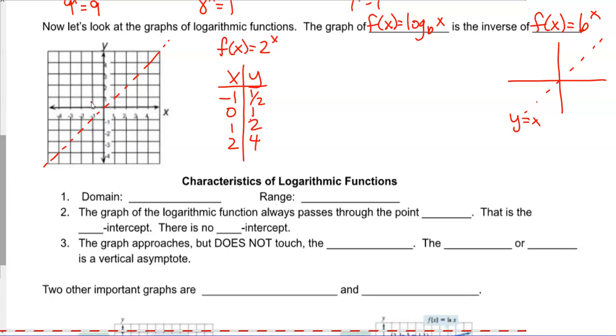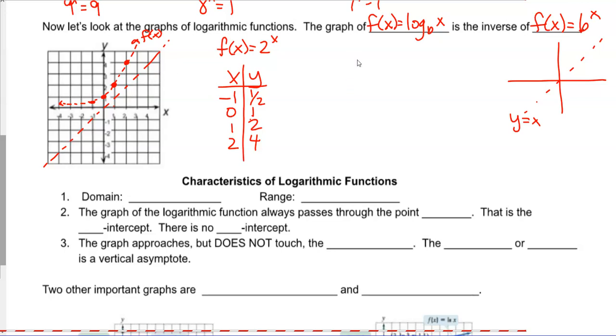Negative 1, 1/2. 0, 1. Remember that was the key point out of section 4.1 that we wanted. And 1, 2. So over 1 and up the base amount, which in this case is 2. And I can go over 1 more. 2, 4 gives me that. So if I wanted to graph the exponential, and I'm just going to dash it for you, this is my f of x function. Okay? Now, if I want a mirror image, I'm going to have a mirror image that looks like this. And this is going to be the graph of my logarithm.